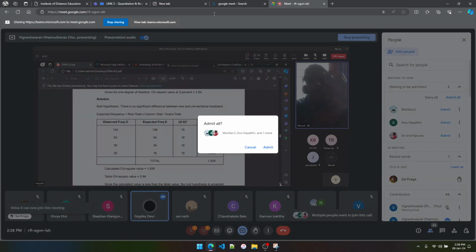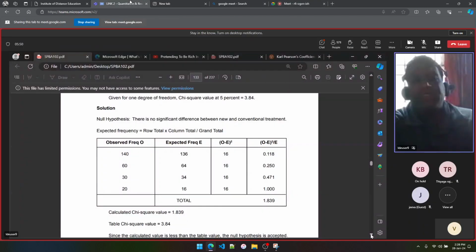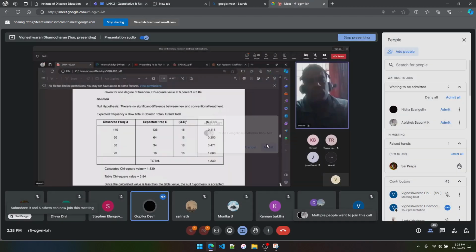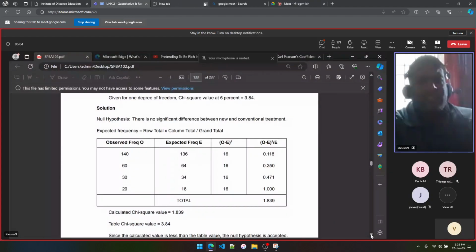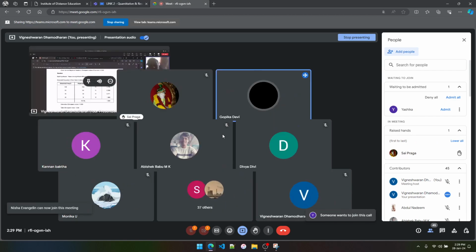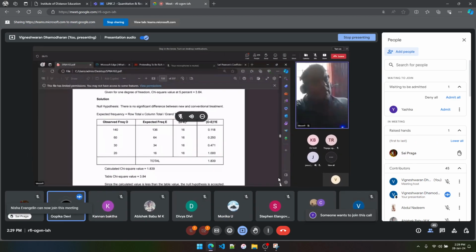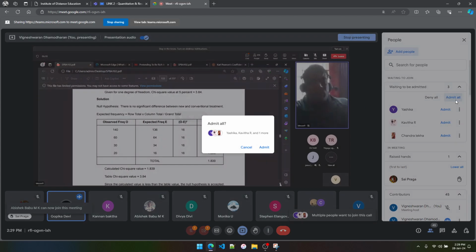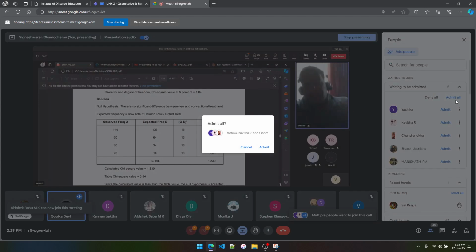Now we have to calculate the differences of observed frequency and expected frequency. The first value of the observed frequency is 140 and the first value of the expected frequency is 136. What to do? We have to subtract the first value of the expected frequency from the first value of the observed frequency. The difference is 16. Similarly, we have to calculate the differences of observed frequency and expected frequency.